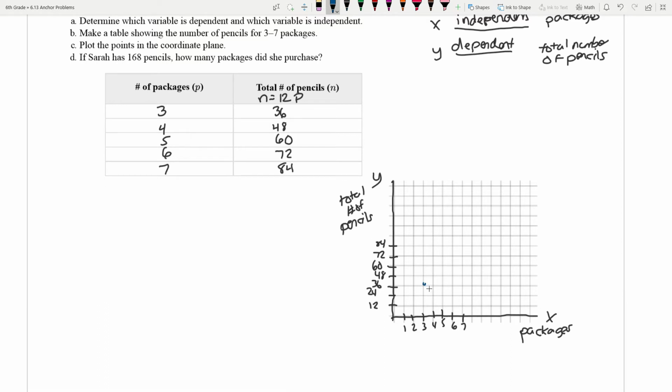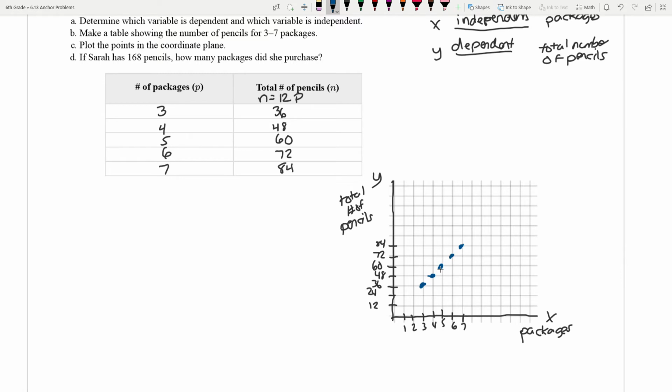3, 36. 4, 48. 5 goes to 60, 6 goes to 72, 7 goes to 84.